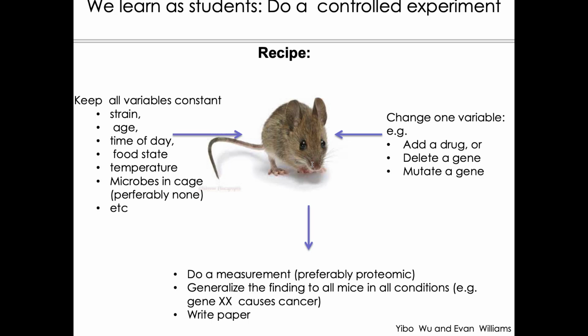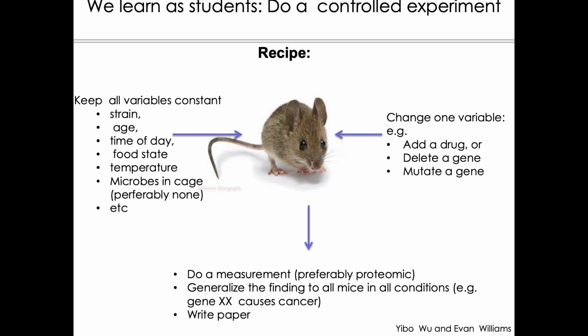Many of you who are biologists have trained as students, maybe as master or PhD students, to do a controlled experiment. And what that means basically is you take a mouse or a yeast cell or whatever is the object of your study, and you try to keep all variables constant. For instance, you use the same strain of mouse every time you do the experiment, exactly the same age, same time of day, fed or fasted, same temperature. Sometimes even microbes are controlled in cages. Some mice are even grown without any microbes at all. So these are attempts to basically control every conceivable parameter.